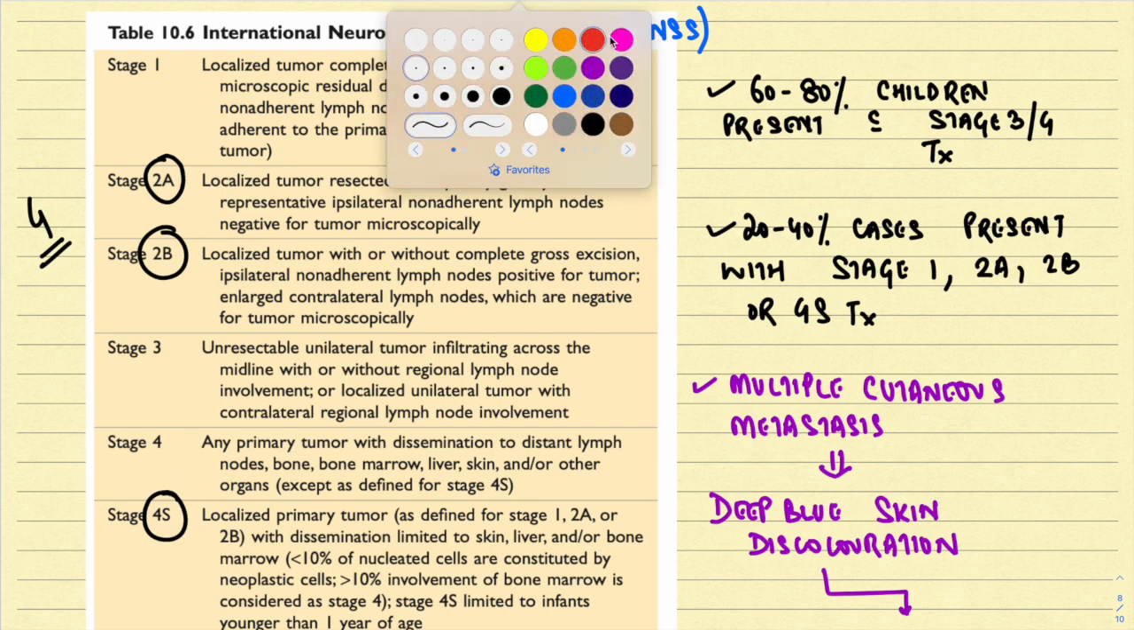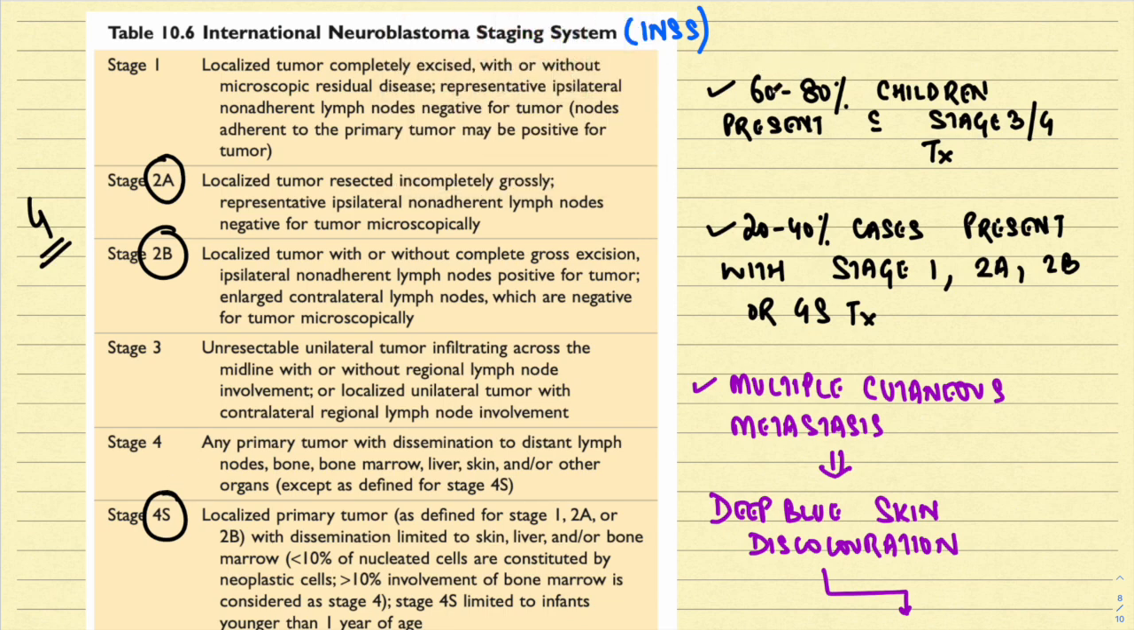But unfortunately, one thing you are going to see is that around 60 to 80% of the children present with stage 3 or 4 tumor. So the majority of them are presenting at a later stage, which is a very unfortunate event. And only around 20 to 40% of the cases will present with stage 1, 2, 2A and 4S, which have a good prognosis. So we have to understand very importantly what the different stages are.